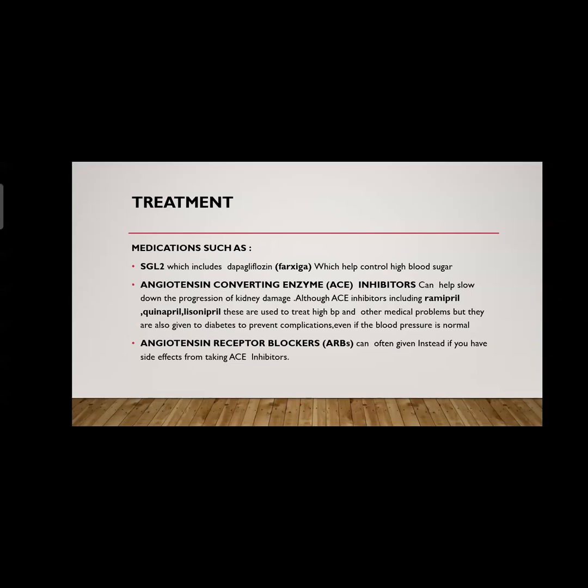Some of the medicines that we can use in the treatment: usually we give SGLT2. SGLT2 is a sodium glucose transport protein. This is usually given to a person to control high blood sugar. And then angiotensin converting enzyme or ACE inhibitors may be given. This medicine is usually given to kidney patients, but it is also given to treat high blood pressure and other medical problems. And in diabetes, even if the blood pressure is normal, we can also give angiotensin converting enzyme inhibitors.